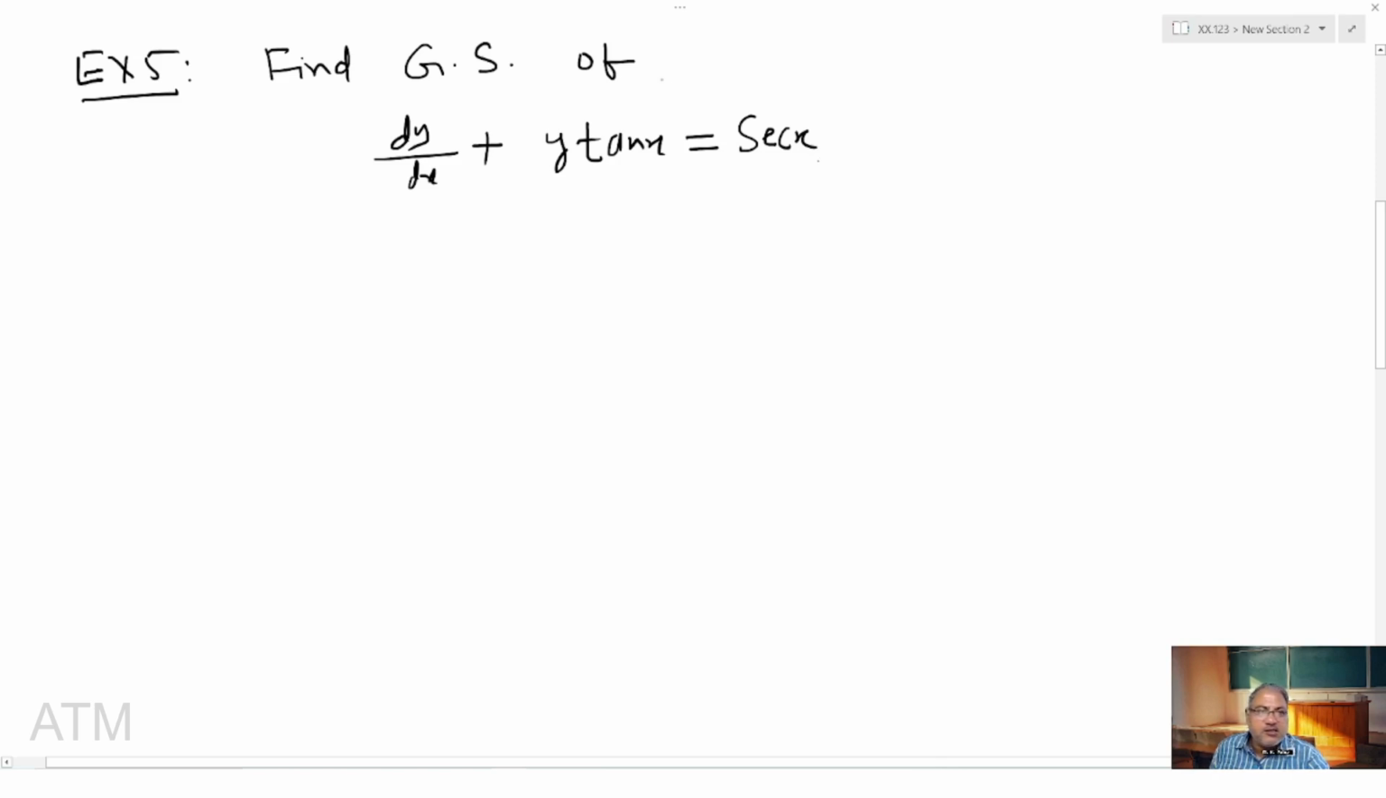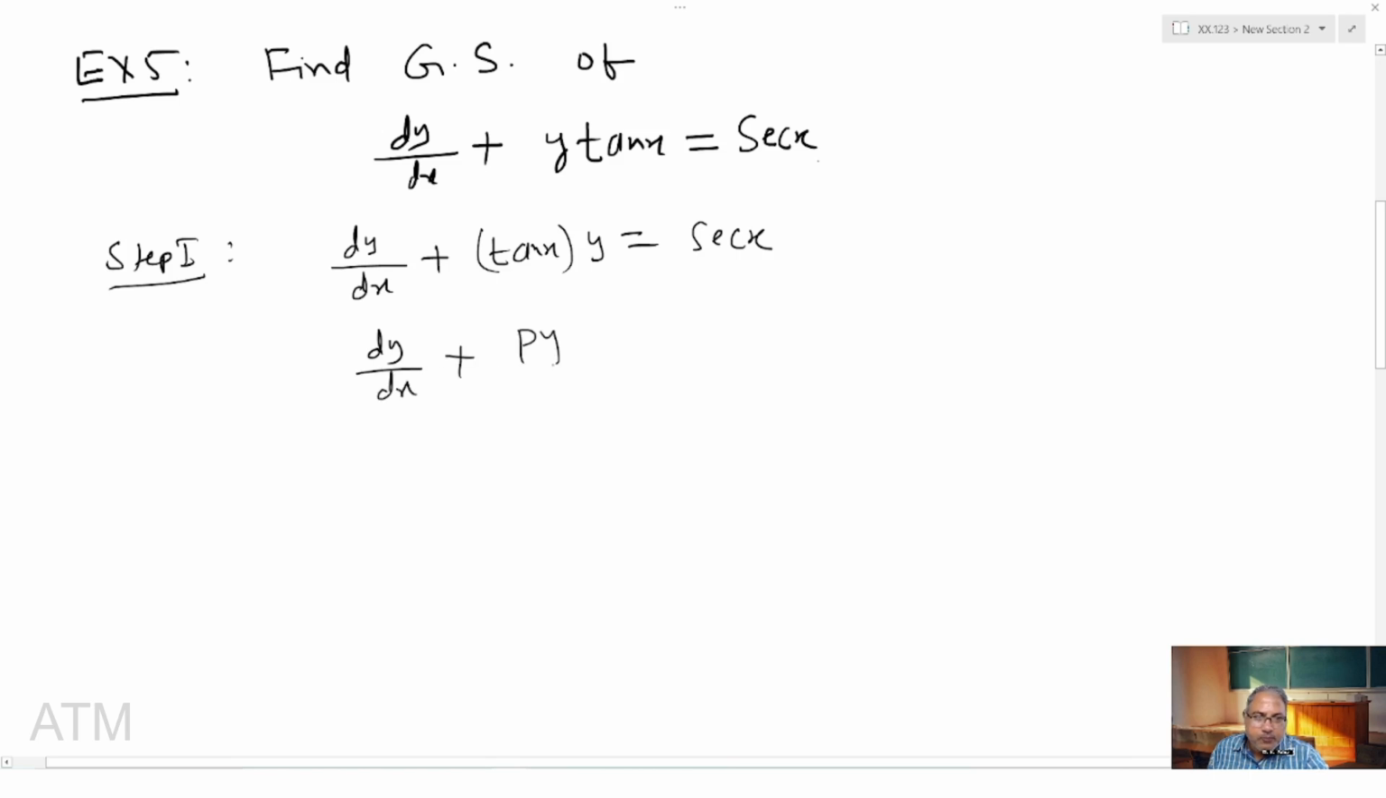Example 5. Find the general solution of dy/dx + y tan x = sec x. Step 1: the given equation is dy/dx + tan x · y = sec x. Comparing it with dy/dx + Py = Q implies P = tan x and Q = sec x.